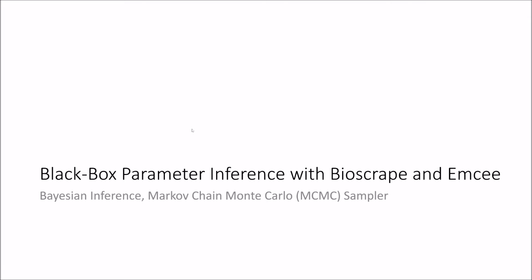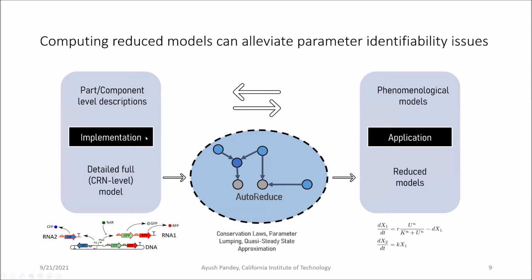There's a question: how could high order lumped parameters in reduced models be related to component level parameters? Okay, that's a great question. I will go back to this picture. You will actually see when we demonstrate the code for this with an example, we will find out exact relationships of the lumped parameters with the component level parameters in our code as well.